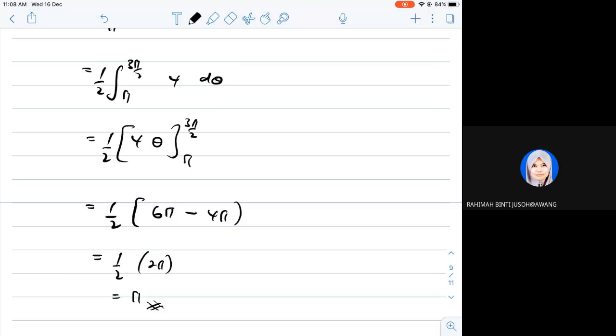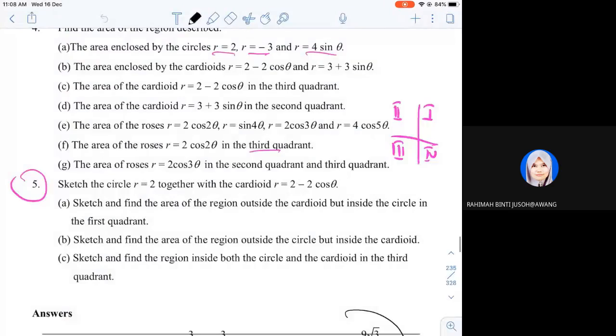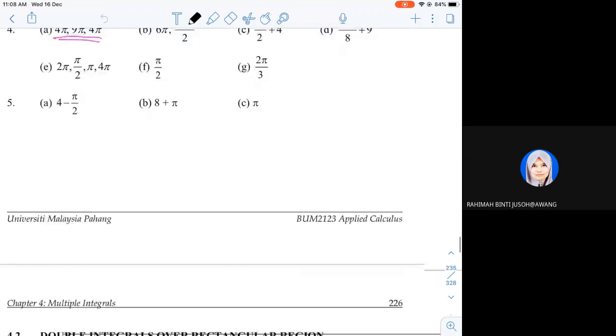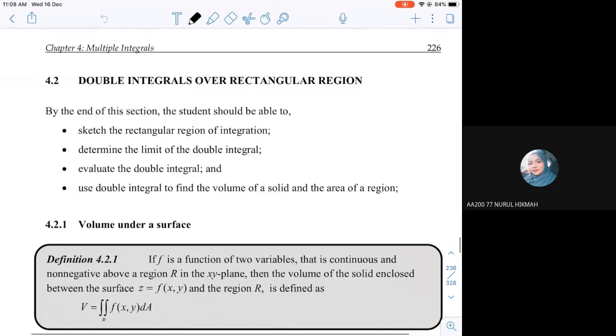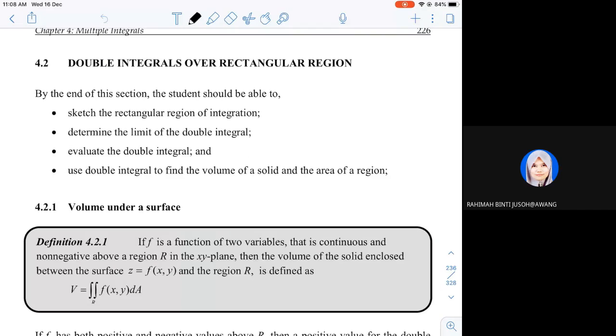Okay, so understand? The topic of single integration ni? Yes. Okay, so now double integrals over rectangular region. Guys, rectangular region ni adalah yang paling senang sekali. Rectangular ni maksudnya peta kan? Square. You can have like this, you can have like this. So what does it mean by rectangular region? Means all limits are constants.